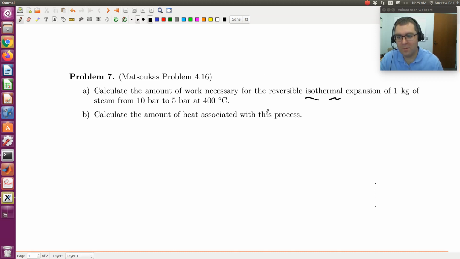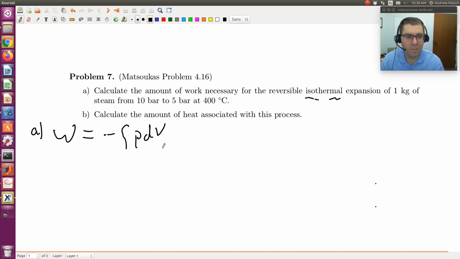So the first thing that comes to mind is, if I want to calculate the work, we're not told anything about shaft work, so we can assume reversible PV boundary work. So work would be the negative integral of P dV from my initial state to my final state, where my initial state is presumably in the superheated steam tables, and we could confirm that in a second.